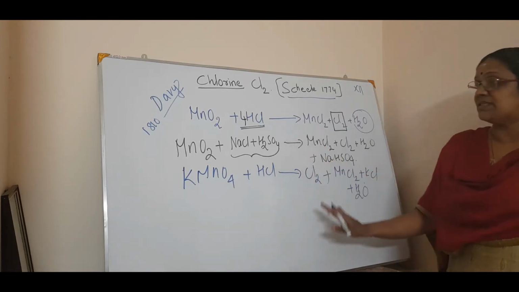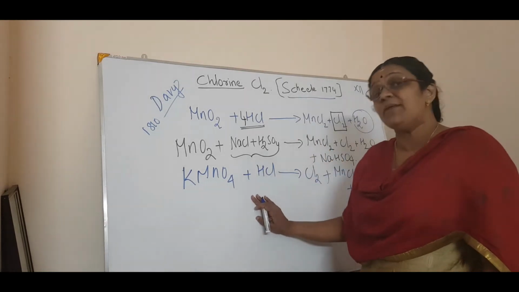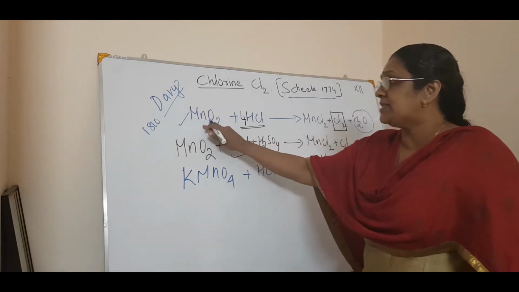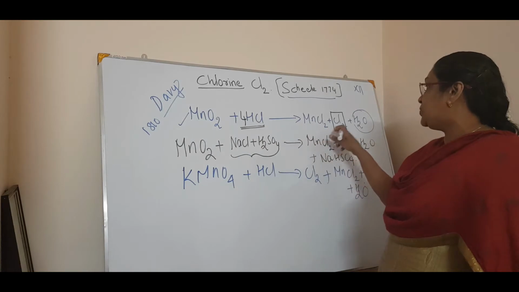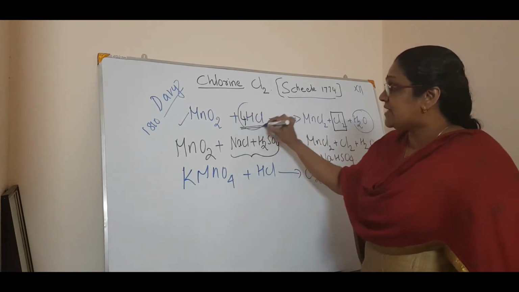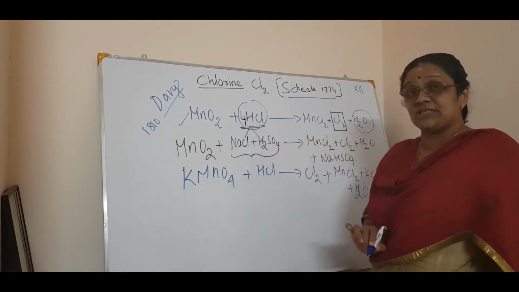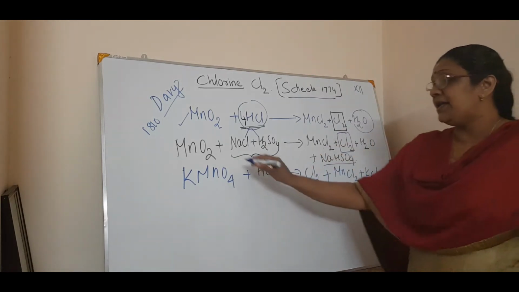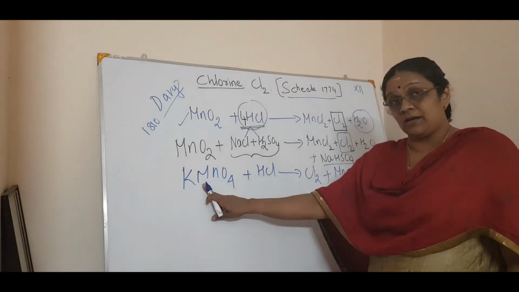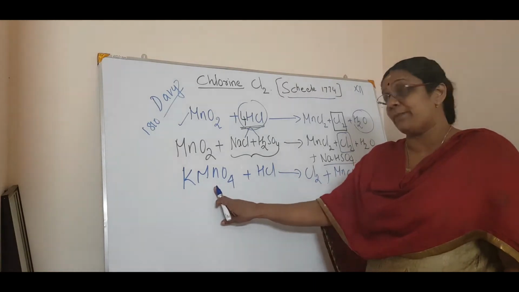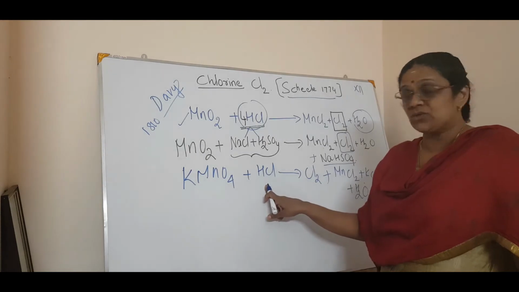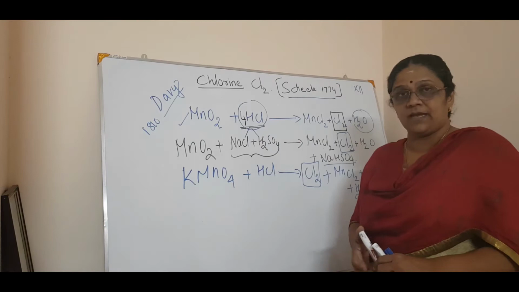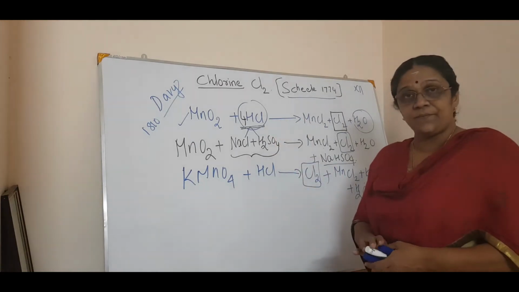So once you know these three reactions, these are the small scale preparations of chlorine. MnO2 plus HCl giving MnCl2 plus chlorine plus water. Instead of this HCl, you write NaCl plus H2SO4, and you again get chlorine. And instead of MnO2, you can treat potassium permanganate, KMnO4, with hydrochloric acid. That also gives you chlorine in small scale, lab preparation.